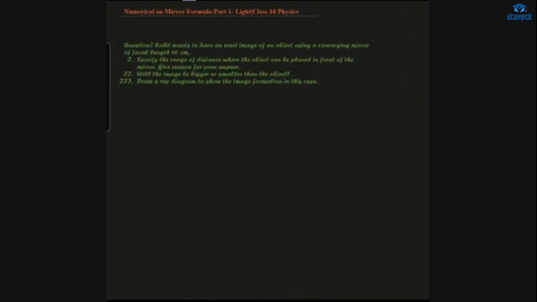The first question is asking: Rohit wants to have an erect image of an object using a converging mirror of focal length 40 centimeter. Okay, f is given as minus 40 centimeters. Since this is a converging mirror, it means the concave mirror. So the focal length is given as minus 40 centimeter. Specify the range of distance. What does it want? Rohit wants to have an erect image of an object.